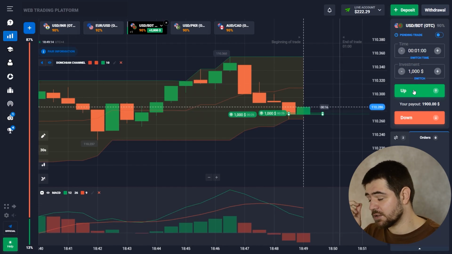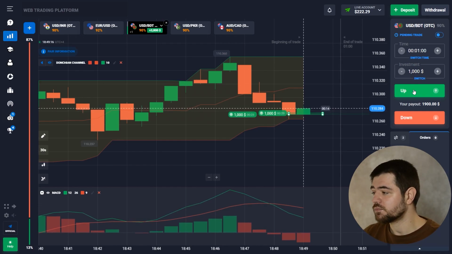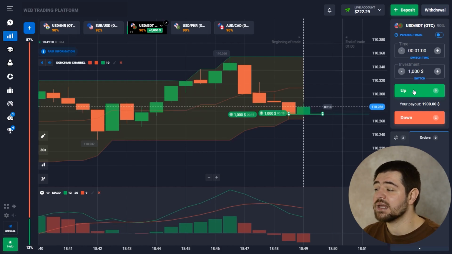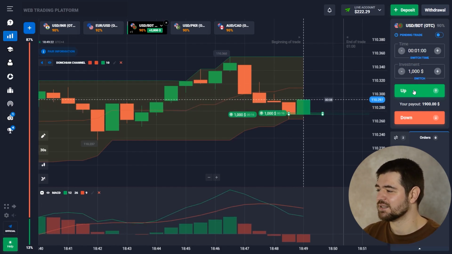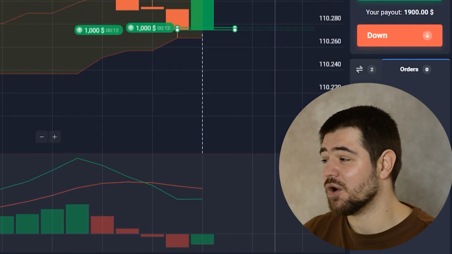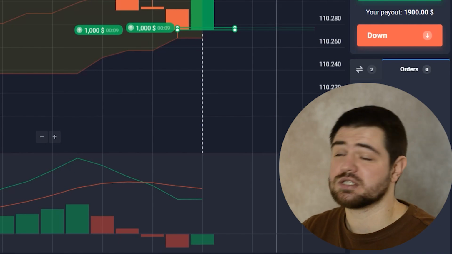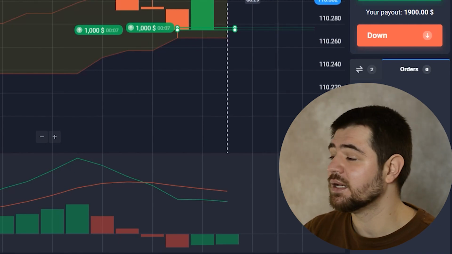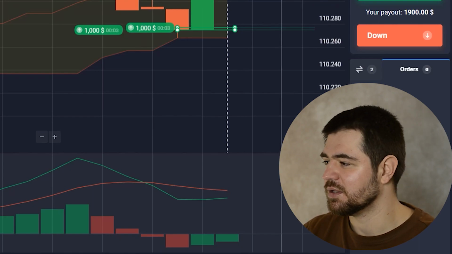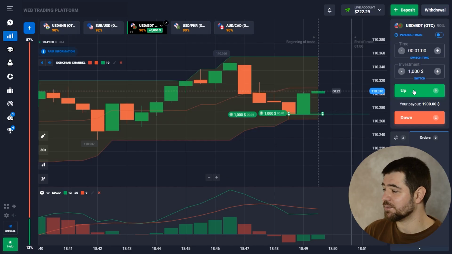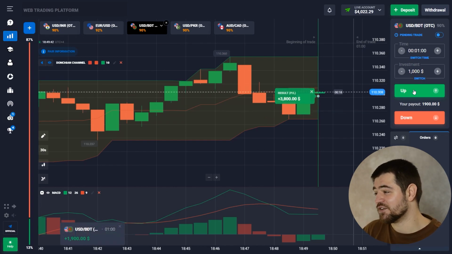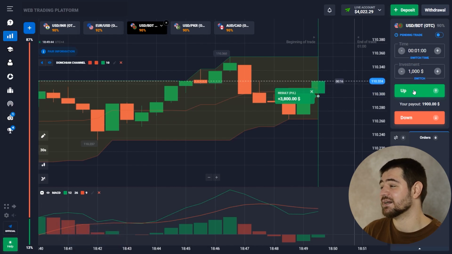Because if we just went into the short, we could end up with what's happening right now. We could end up with a pullback, and although we're correct and the price is going down globally, this pullback ruins your option, so you gotta be careful with that as well. And here we are, we profited from this pullback.